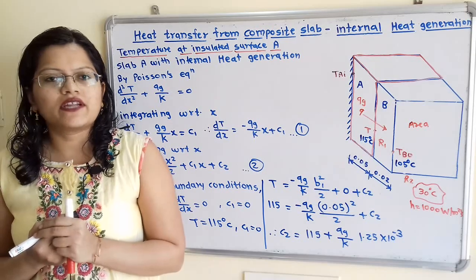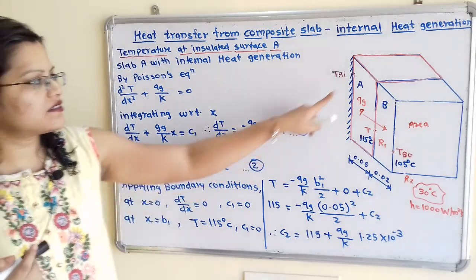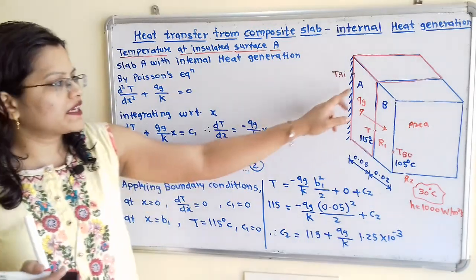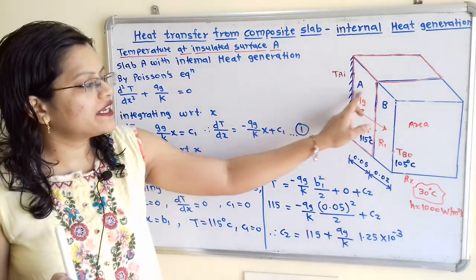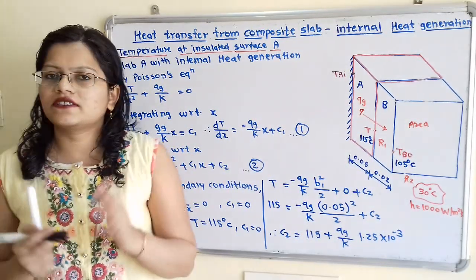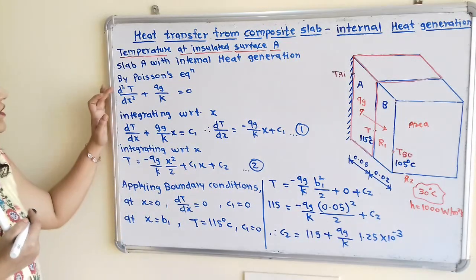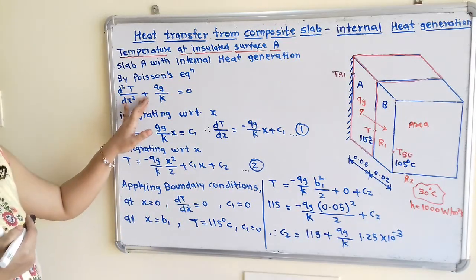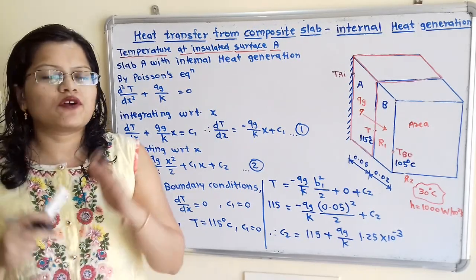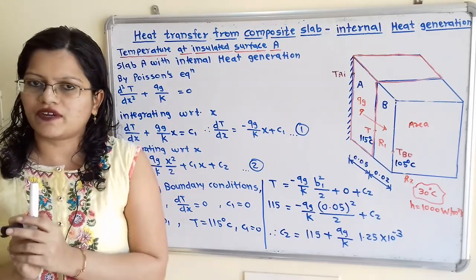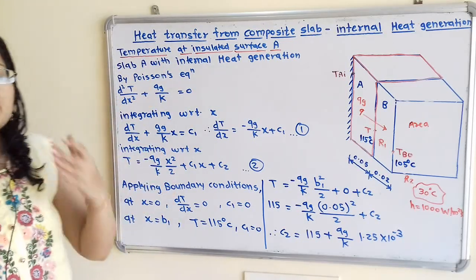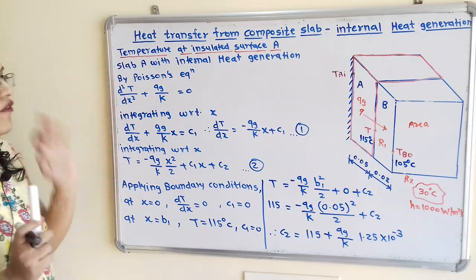Now we will calculate the temperature at the insulated surface A, that is TAI. Now we know that for this material A there is internal heat generation, that is Qg. So we have to use the Poisson's equation. What is the Poisson's equation? D square T by dx square plus Qg by K is equal to 0. So we will first obtain the temperature distribution equation, that is, we will develop the equation in terms of T.